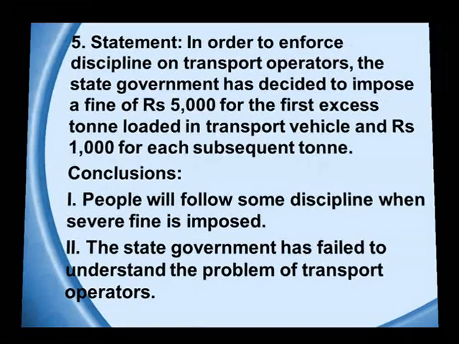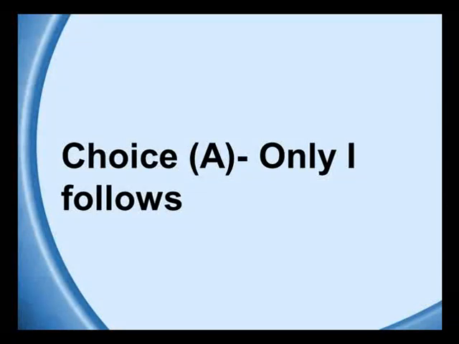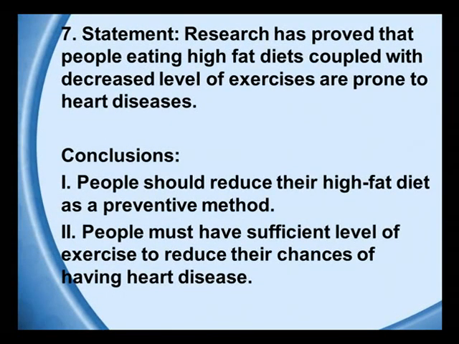I hope you must be developing a better understanding of the topic now. Let us proceed to the next example now. Research has proved that people eating high-fat diets coupled with decreased level of exercises are prone to heart diseases. So the author basically talks about two things here. One is increasing high-fat diet. Second is decreasing level of exercises. So increasing high-fat diet and decreasing level of exercises is what is causing heart diseases.